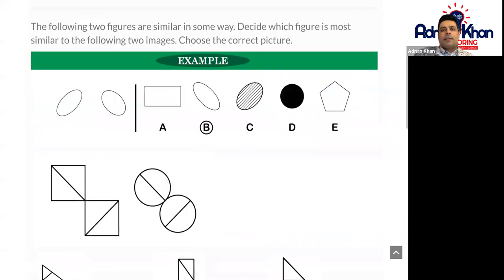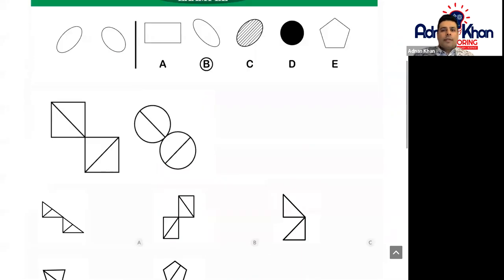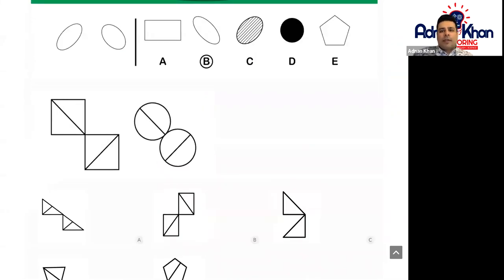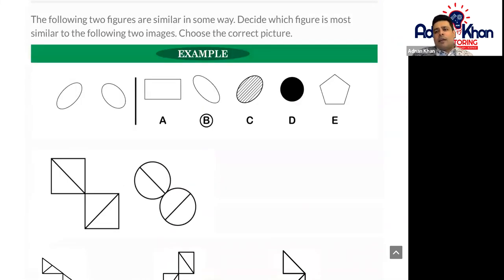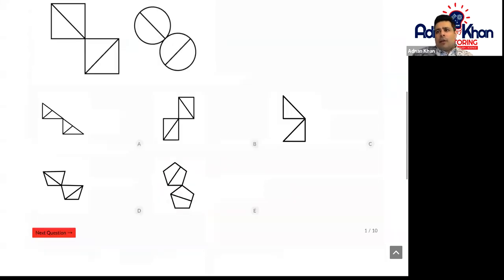Okay, so in this case, the following 2 figures are similar in some way. Decide which figure is most similar to the following 2 images. So we've got examples of 2 ovals on the top left-hand side, and we're looking at another plain white oval on the top right-hand side as well. All right, let's go to Ebenezer for this one.